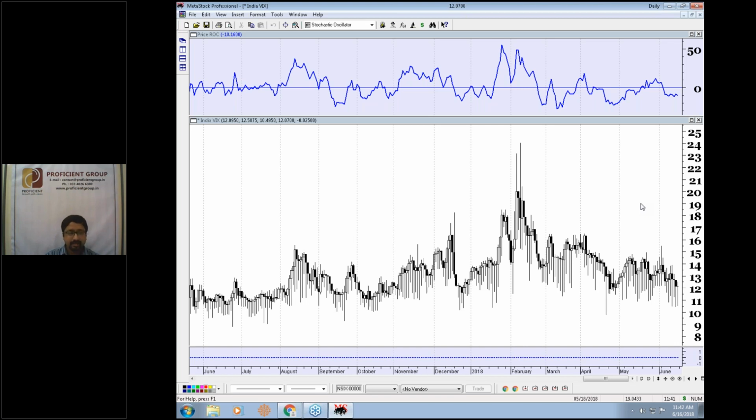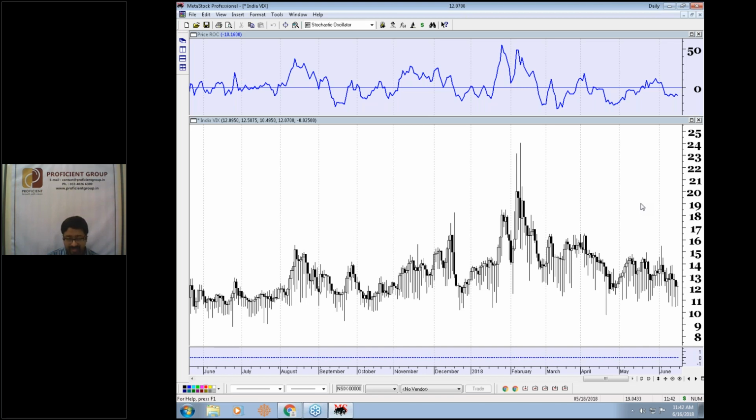Those are the four components of prices: trend, cyclicality, then seasonality, and finally volatility. And if there is anything in price that cannot be explained by these four components, then it will be called noise, right? So mainly there are these four components of prices, and today we will be talking about volatility. India VIX is the index of volatility that I'm talking about.